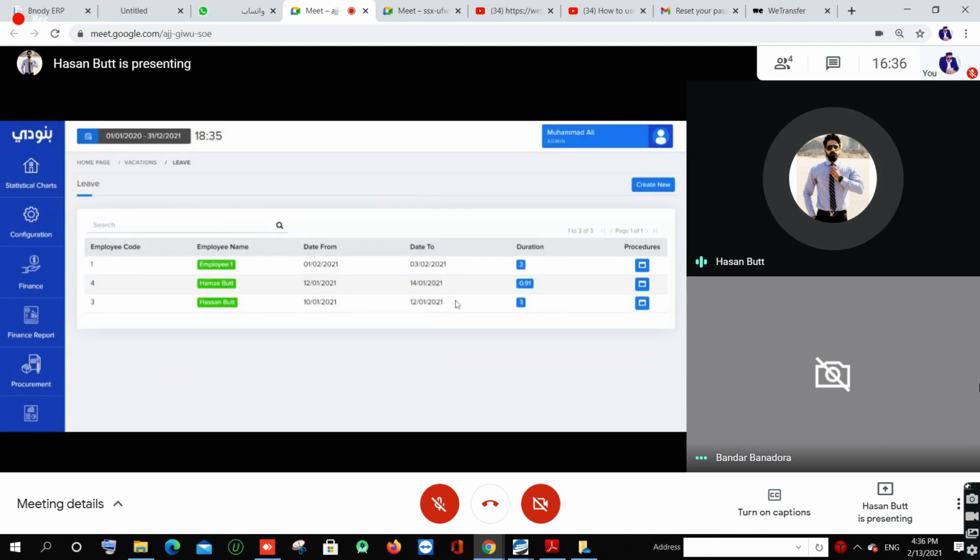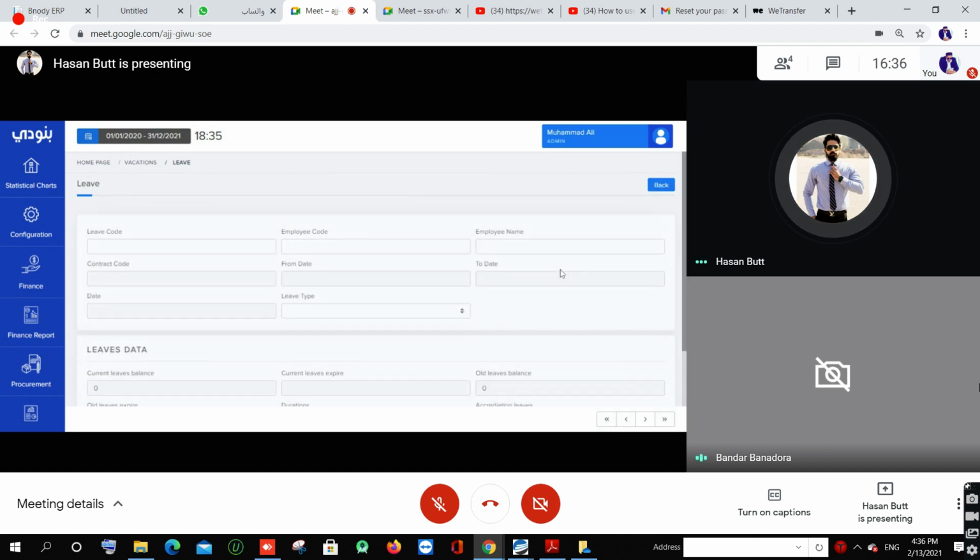And as you know, there is Hamza. This is the employee Hamza, this is Hassan, and this is the date from and date to. So this leave form will show you the leave of the employees. This employee took leave from the 1st of February to the 3rd of February, and this duration is 3. All right, let me show you this.